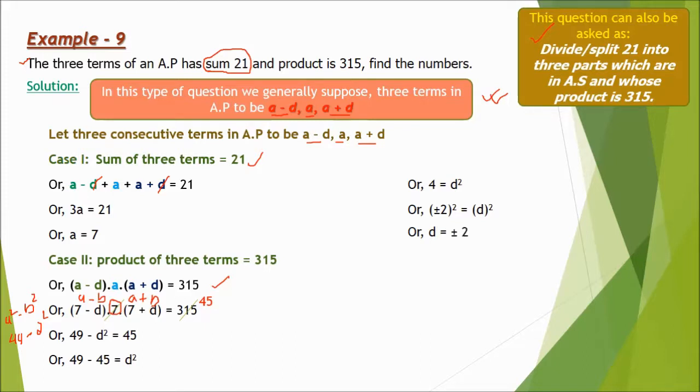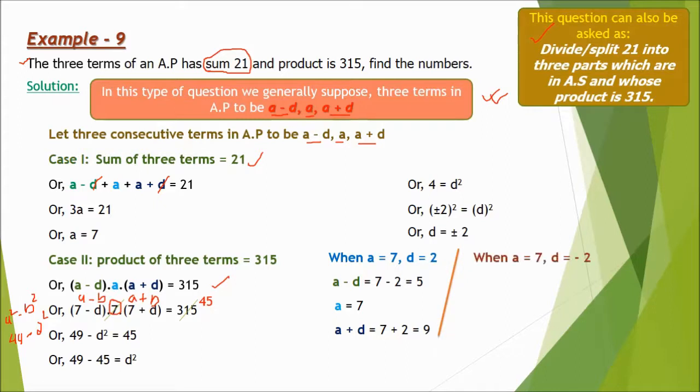Now there will be 6 answers because of the plus and minus. When a is equal to 7 and d is equal to 2, we have to find all 3 terms. a minus d means 7 minus 2 is 5. a is equal to 7. a plus d is equal to 7 plus 2, that is 9. And another when a is equal to 7 and d is equal to minus 2. The value of d is plus 2 and minus 2, we have to apply both values and find the answer.